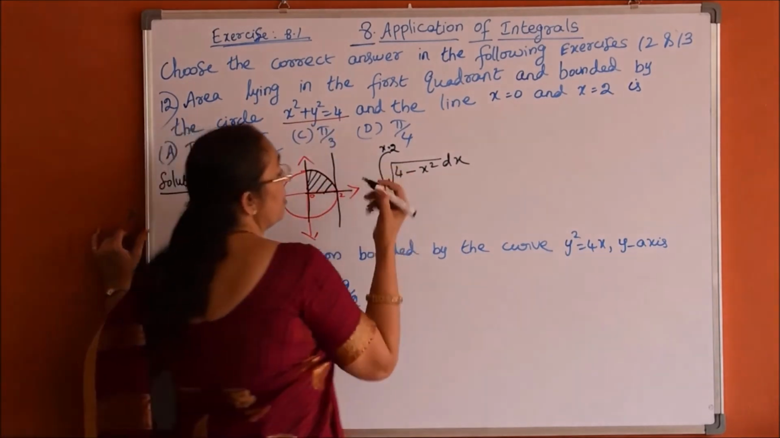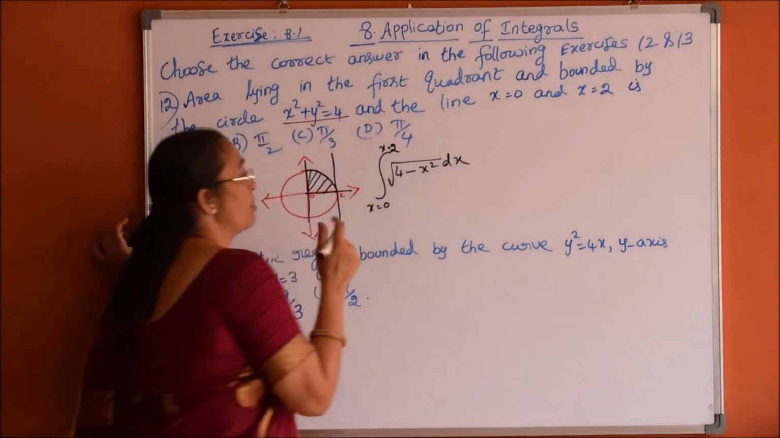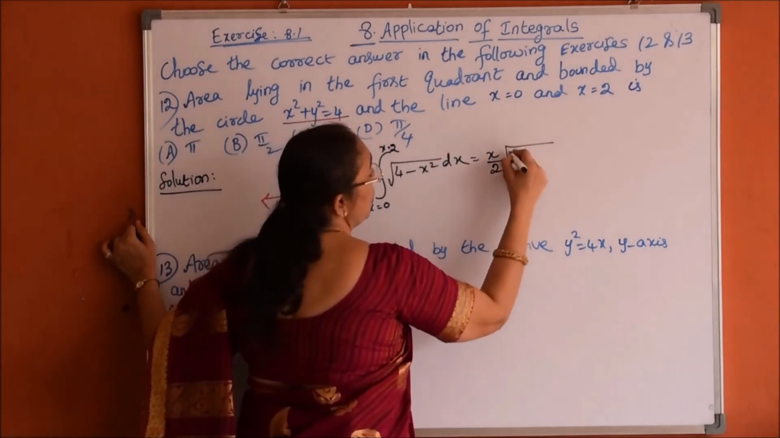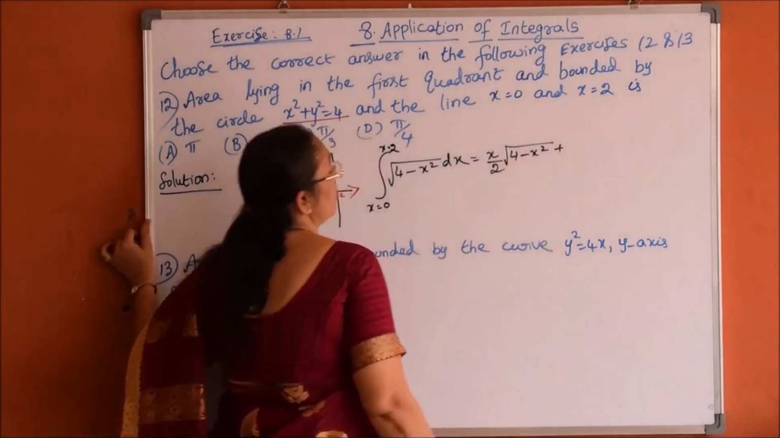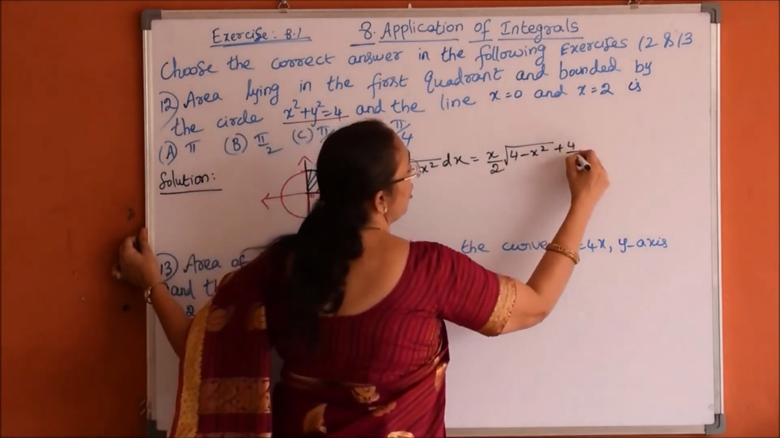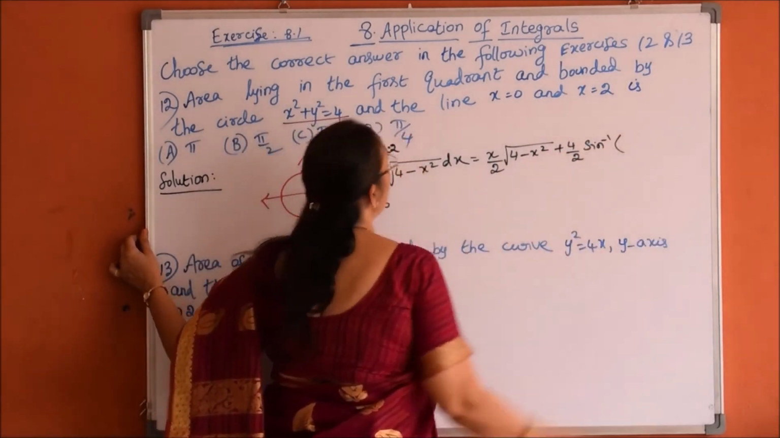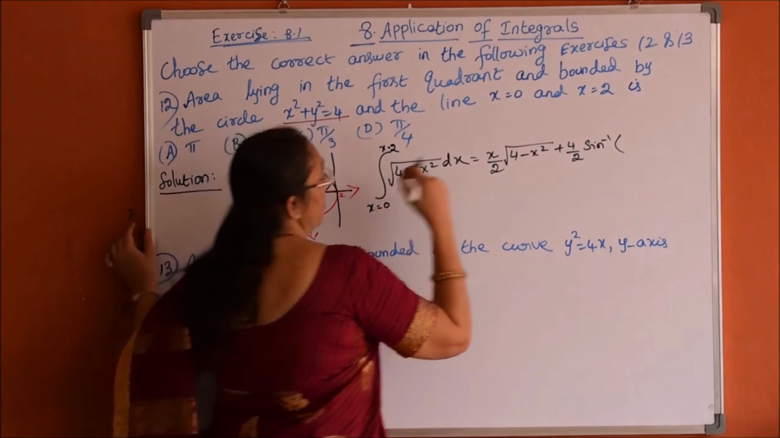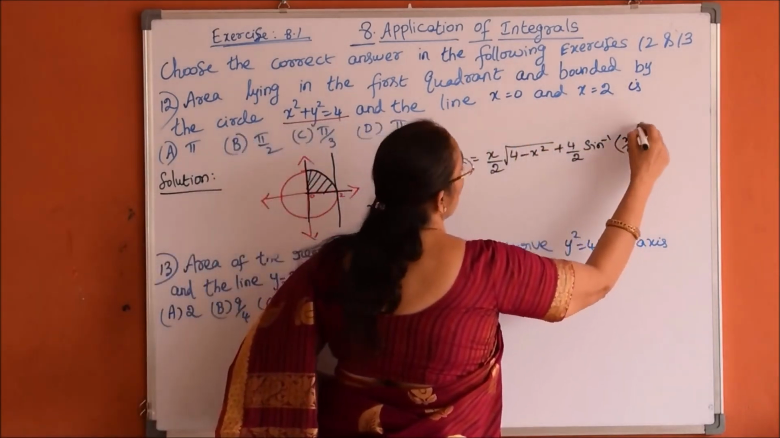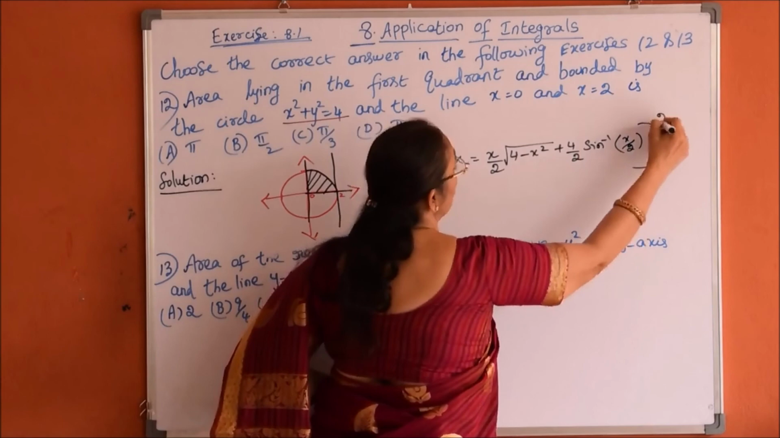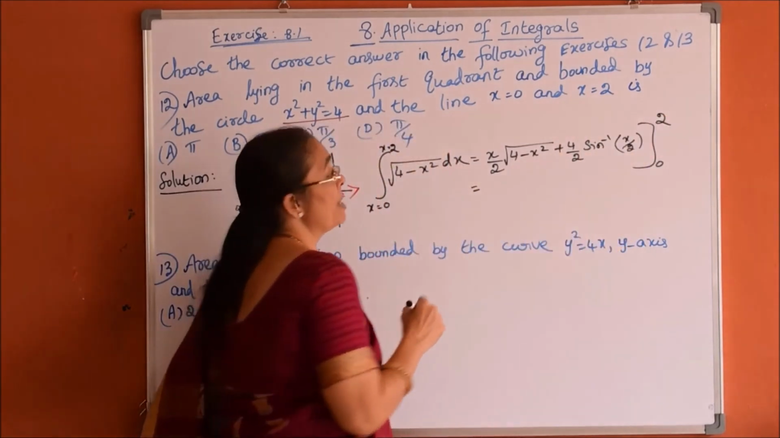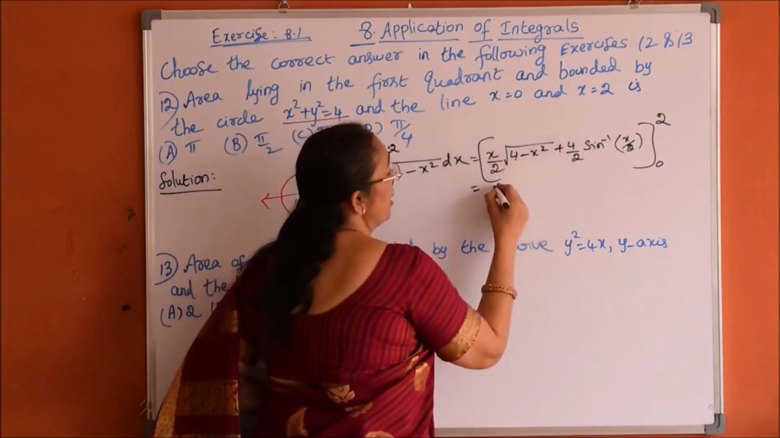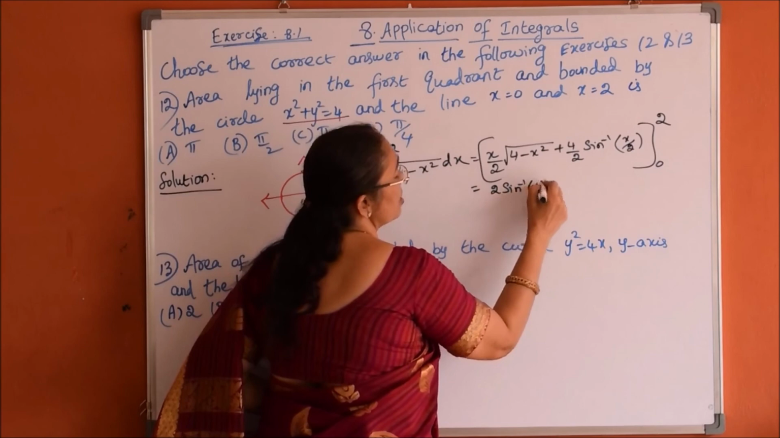So, now formula: integration of root over a square minus x square dx. So, x by 2 root over a square minus x square plus a square by 2, which is 4 by 2, sine inverse of x by a, x by 2. Now, limits are from 0 to 2. So, applying the upper limit, this first term will become 0, we will have second term, that is 4 by 2 is 2, 2 sine inverse of 1.